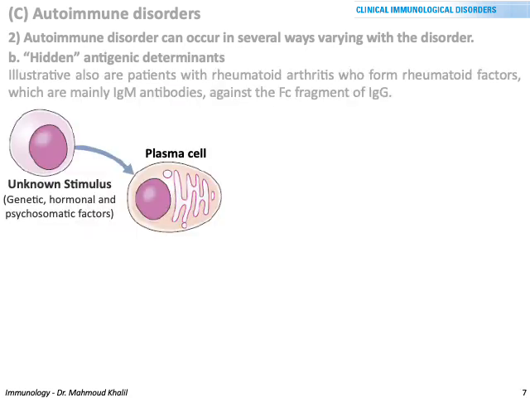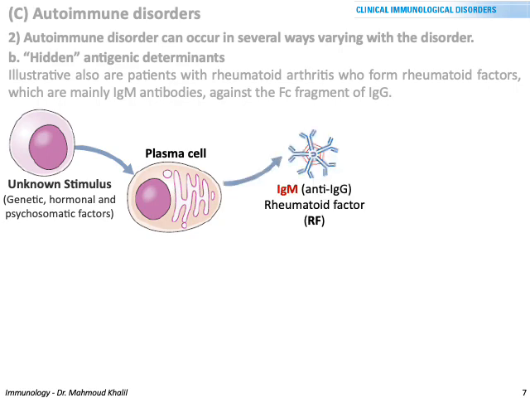So in case of rheumatoid arthritis, for an unknown stimulus, like genetics or hormonal or psychosomatic factors, the B cell is differentiated into plasma cell. These plasma cells secrete a very specific antibody, IgM, which is actually anti-IgG, and this one is termed the rheumatoid factor, RF. This IgM can coagulate with the IgG forming a complex.